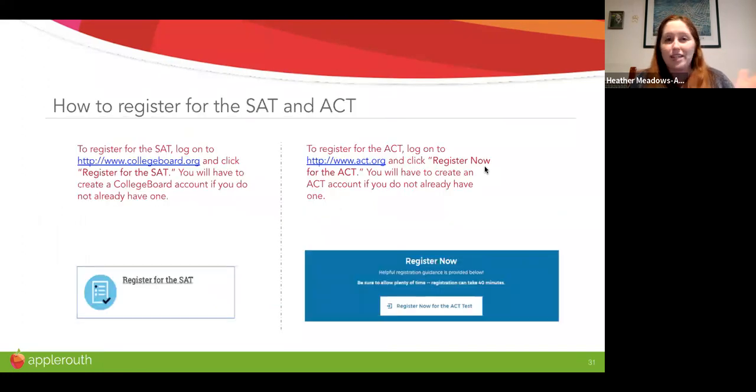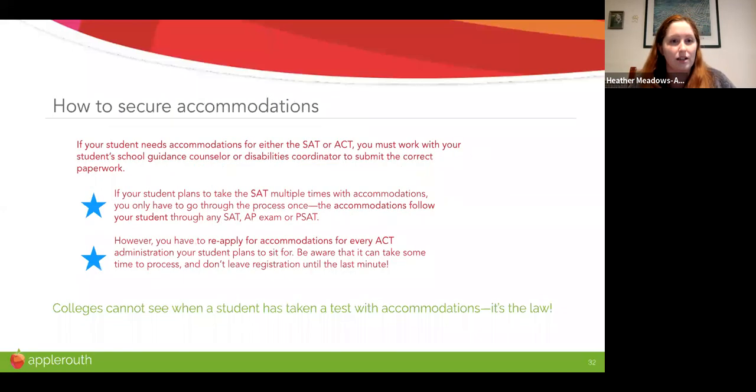So how to register, the nuts and bolts, right? You go to the College Board website to do it for the SAT, the ACT website for the ACT, nothing too crazy there. What's nice with the College Board is you already have an account because you already have the PSAT scores. The ACT, you may have to make an account, but nothing too crazy as far as that goes.